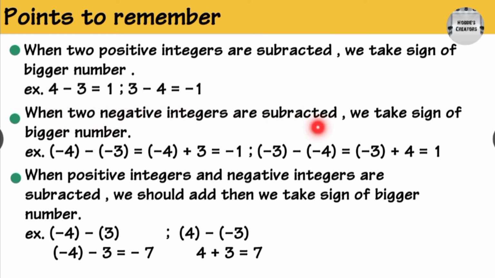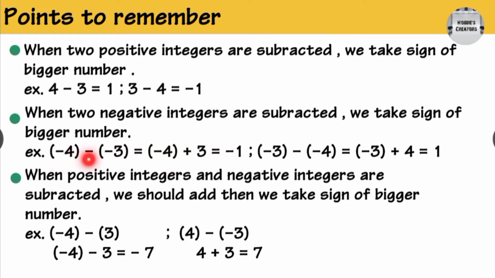Next one, when two negative integers are subtracted. If we subtract two negative integers, we take the sign of the bigger number. So if we subtract two negative numbers, we get the answer by taking the sign of the bigger number. See here, for example, minus 4 minus of minus 3. For your understanding, I have written it like this. Here we have minus, we are subtracting, right? And inside we have minus. So minus into minus is nothing but plus. So minus 4 plus 3. We have to subtract. 4 minus 3 is nothing but 1. The greater number's sign is minus. So minus 1.